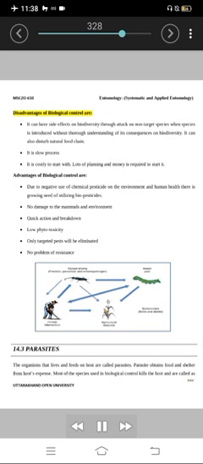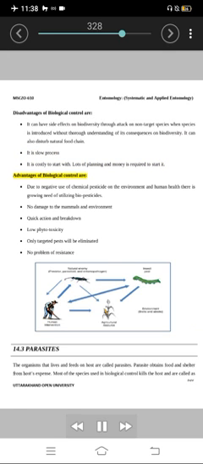Disadvantages of biological control are: it can have side effects on biodiversity through attack on non-target species when a species is introduced without thorough understanding of its consequences on biodiversity. It can also disturb the natural food chain. It is a slow process. It is costly to start with. Lots of planning and money is required to start it.